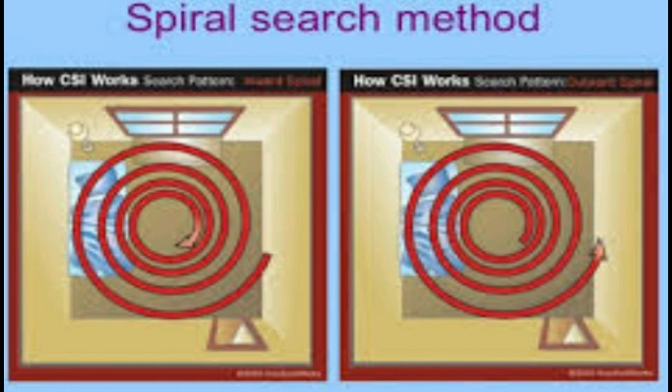Yun po yung apat na klase ng search, no? We have wheel method, strip search method, double strip or grid method, then spiral method.